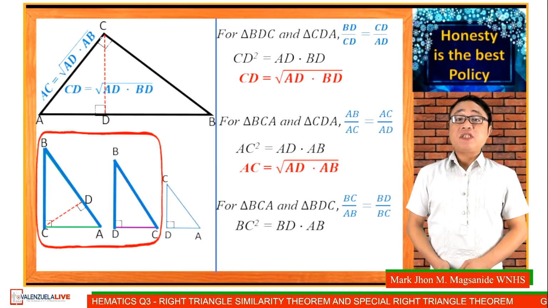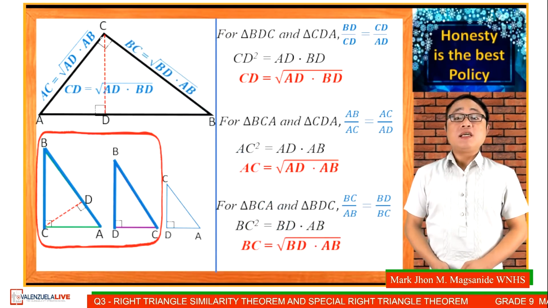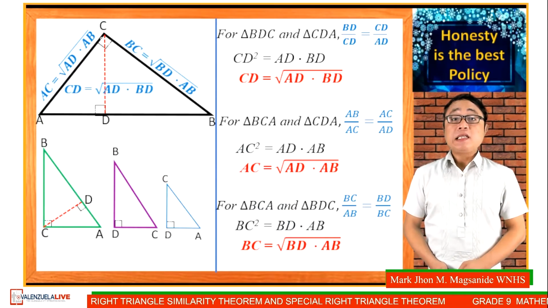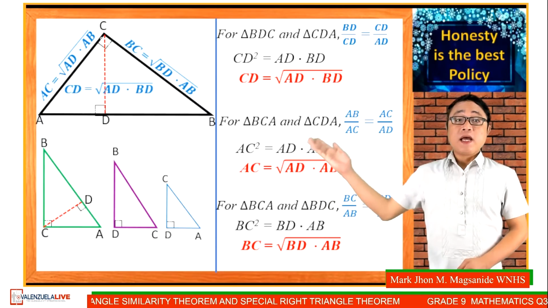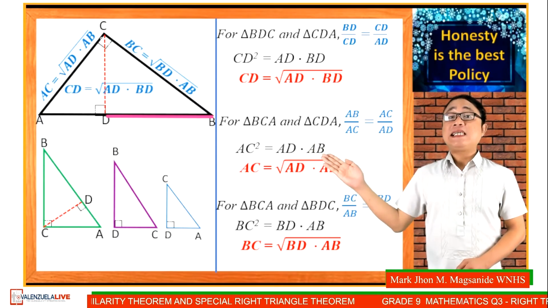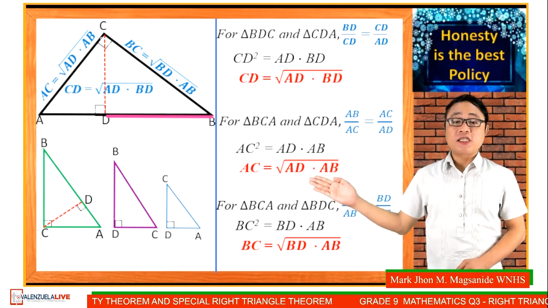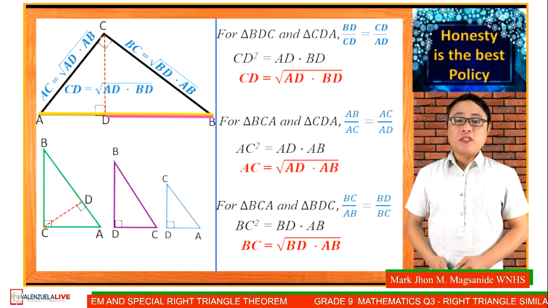Get the positive square root of each side. BC is equal to the square root of BD times AB. So, leg BC is the geometric mean of the length of the adjacent segment of the hypotenuse and the total length of the hypotenuse.